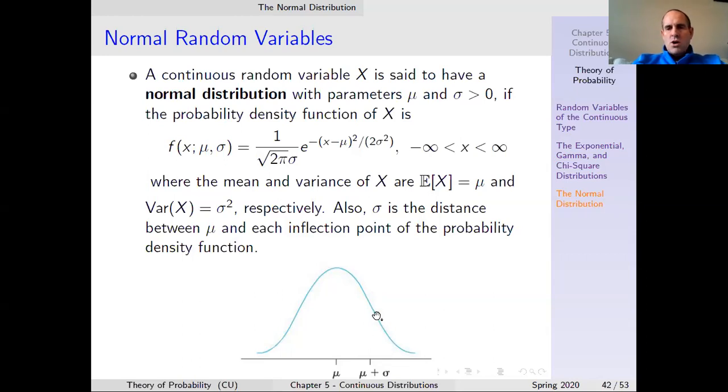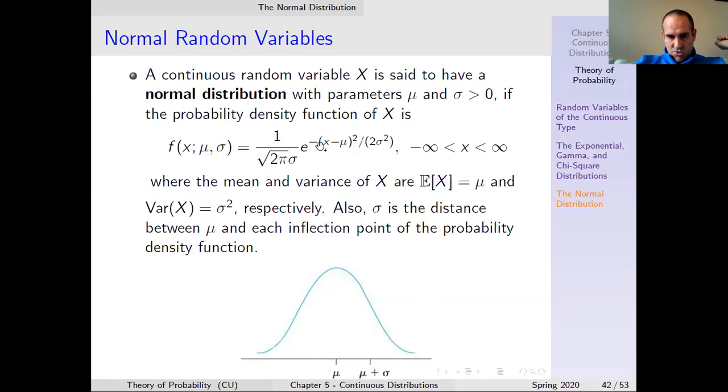So one standard deviation to the left or the right from the mean is going to give you a point at which the density changes concavity, from concave up to concave down, or concave down to concave up over here. So mu plus sigma and mu minus sigma are inflection points for this thing.